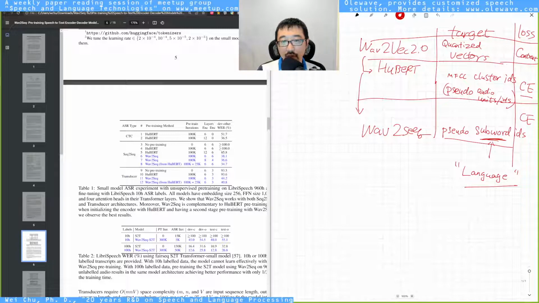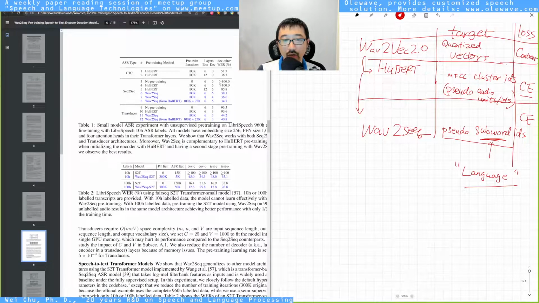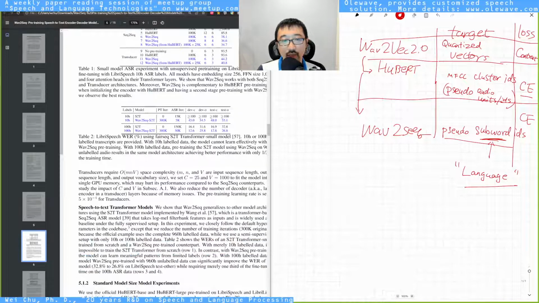The HuBERT baseline is worse, but when they use their Wav2Seq, the performance increased greatly. And eventually, when they use a pre-trained model from HuBERT, they get better results than the CTC model. And for the transducer, I think they're talking about RNN-T here. It's slightly worse, but it's still better than the HuBERT baseline. And they also compared results on the 100 hours when using the transformer decoder.